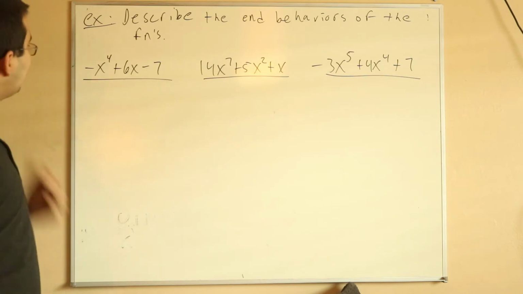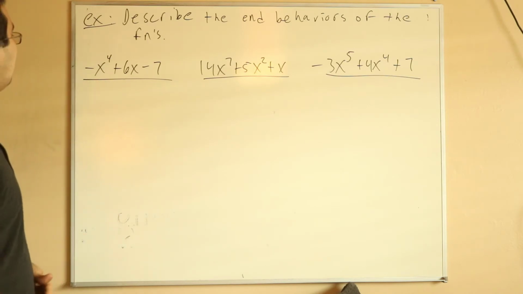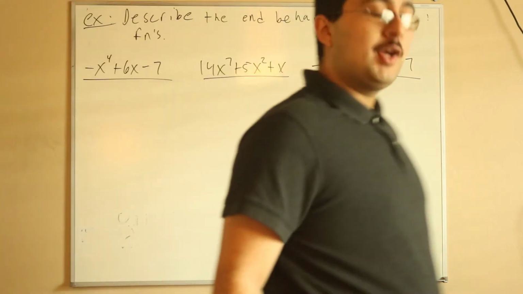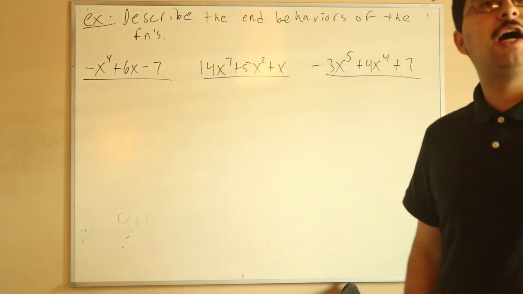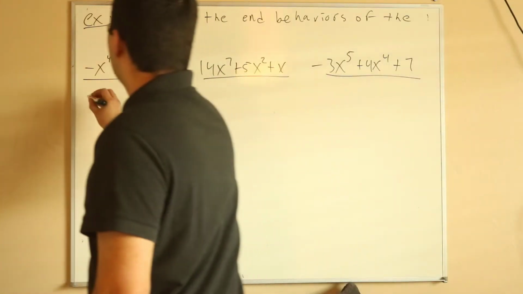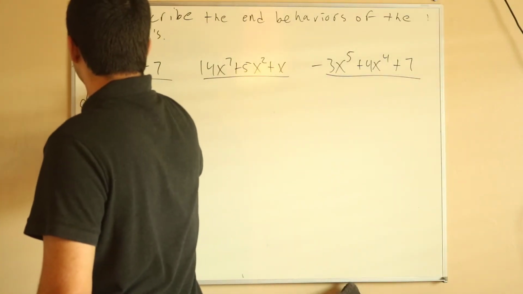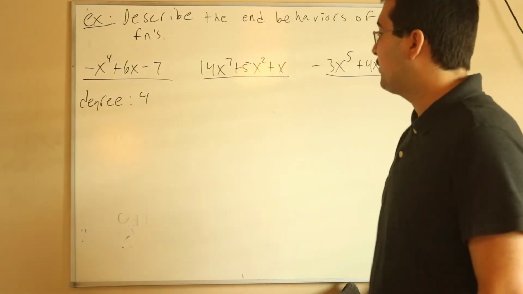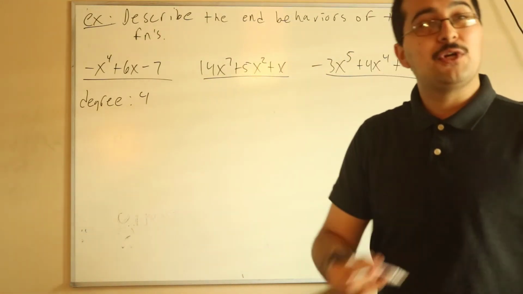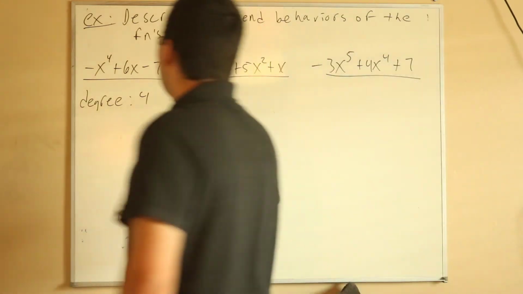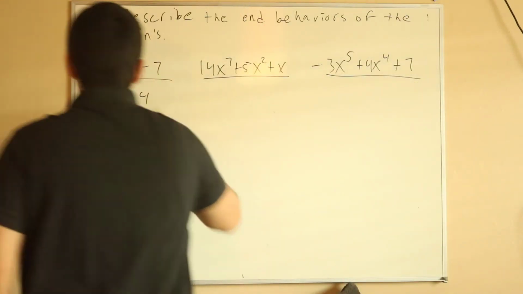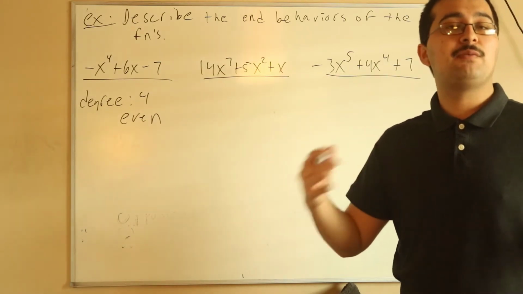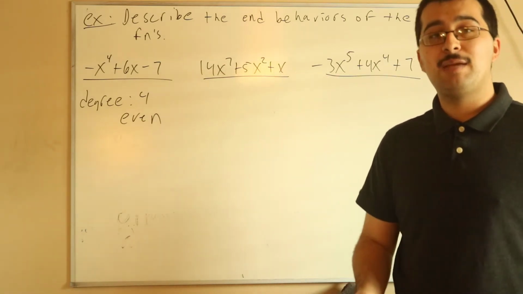So, for our first function, we have minus x to the fourth plus 6x minus 7. So let's understand its end behavior. Well, first things first, let's identify its degree. And the degree of this function is 4, because 4 is our largest power, and 4 is an even number. Great. So already we understand that whatever the end behavior is for the left and right hand sides, it should be doing the same on both.